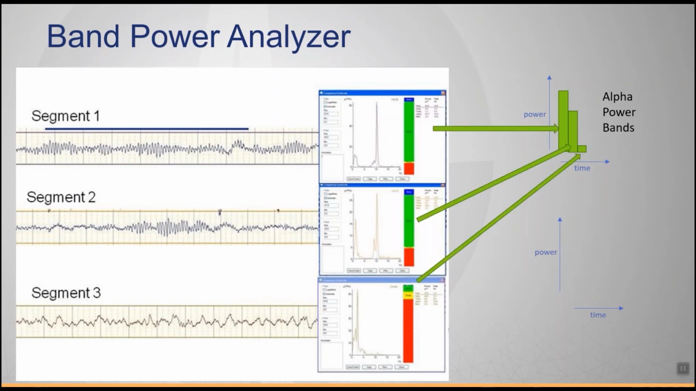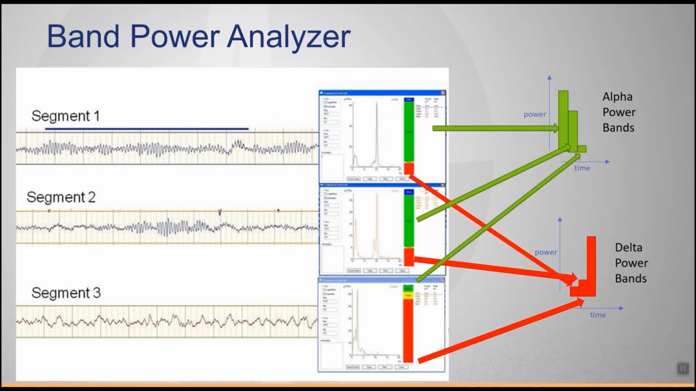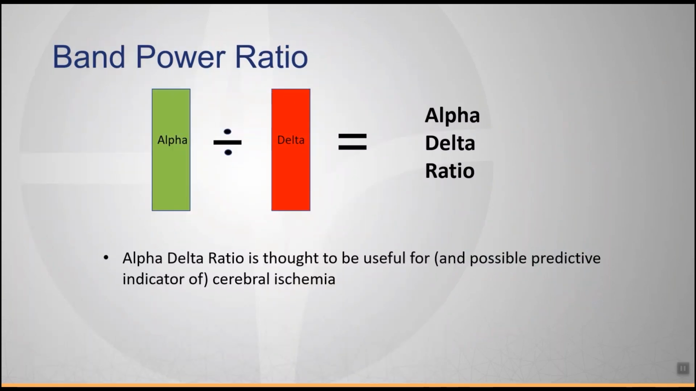So we plotted the alpha band, we plotted the delta band. And the difference with the power ratio is that we can now compare one to the other. In the alpha delta ratio, what we're actually doing is looking at the amount of alpha that there is and dividing that by the amount of delta that there is. And it's thought to be useful and maybe predictive of cerebral ischemia.